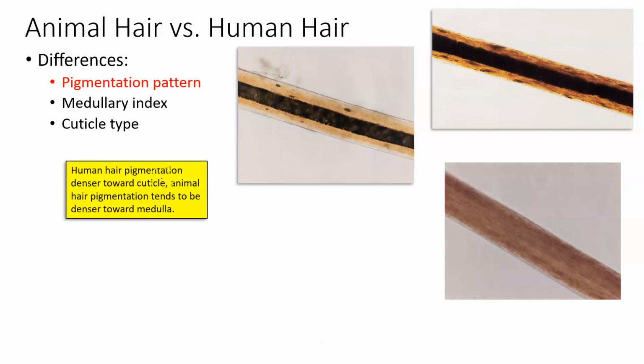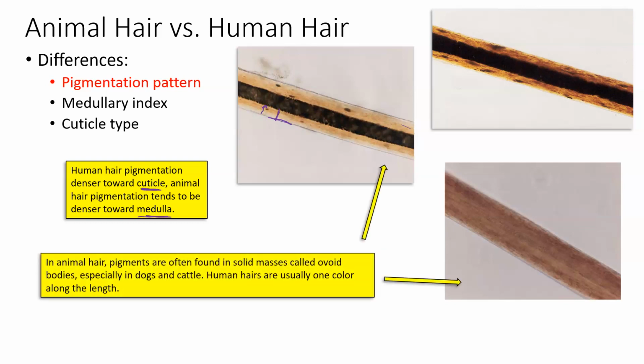And so human hair pigmentation is denser towards the cuticle. Animal hair pigmentation tends to be denser towards the medulla. You will notice that this is an animal hair because when you look at this area, from the cuticle to the medulla, the pigmentation is in a gradient towards that medulla, which is different than in a human hair. So animal hair is going to hold the pigmentation closer to the medulla than human hairs. In animal hairs, pigments are often found in solid masses called ovoid bodies, especially in dogs and cattle. Human hairs are usually one color along the length.